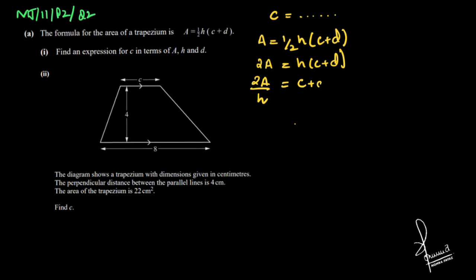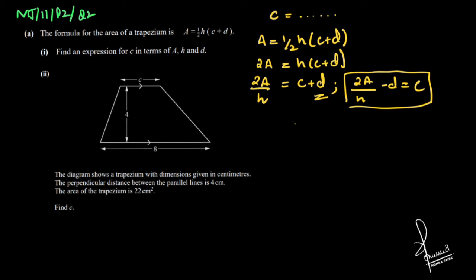Then I will be left with 2a over h is equal to c plus d. Now d I will take to the other side. On this side d is being added, so on the other side it will become minus. So it's going to be 2a over h minus d is equal to c, which is your answer. Part B, they've given you a trapezium and its dimensions.